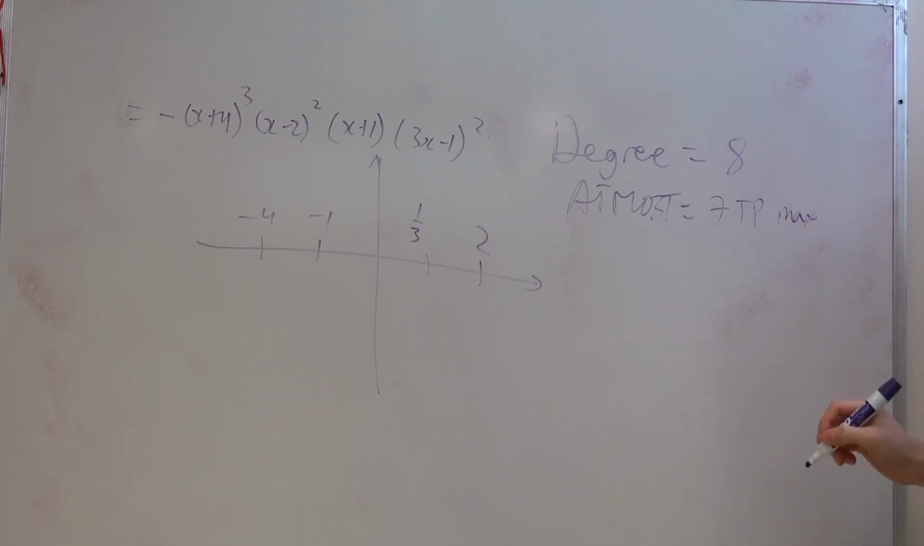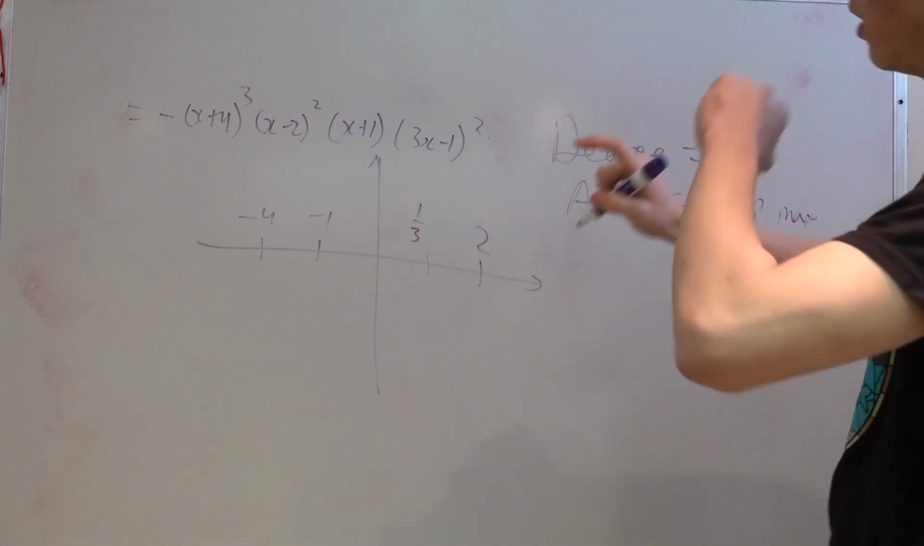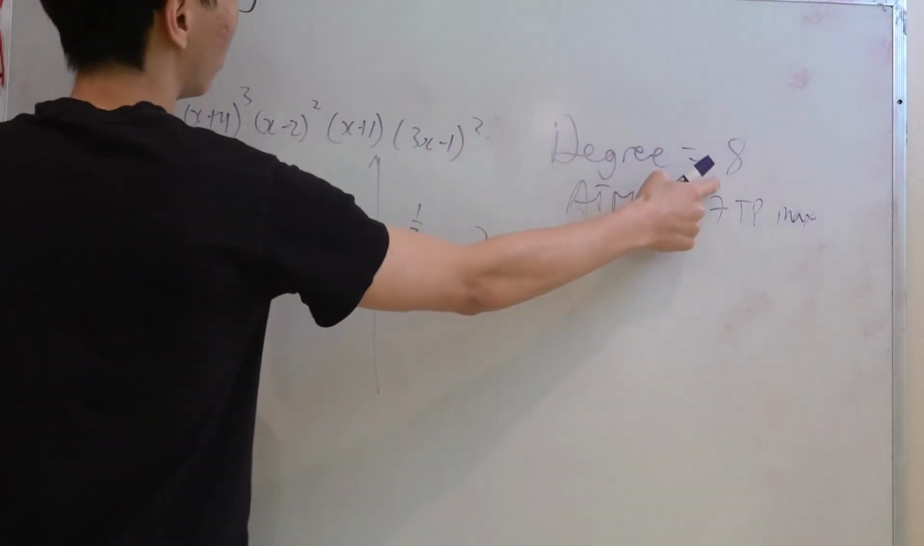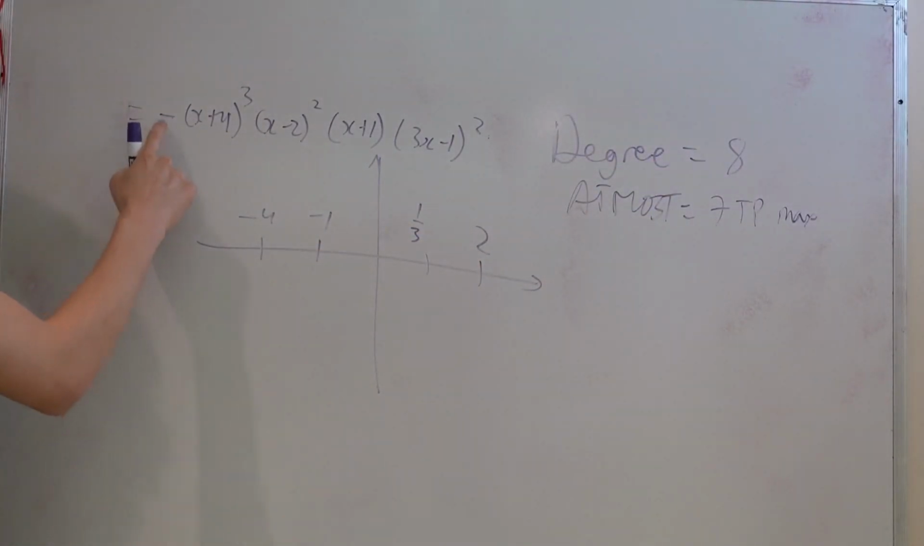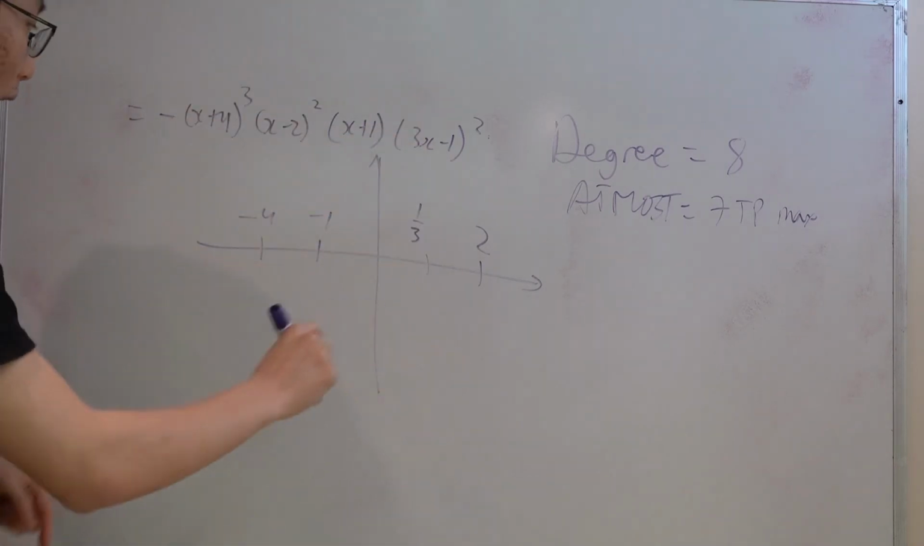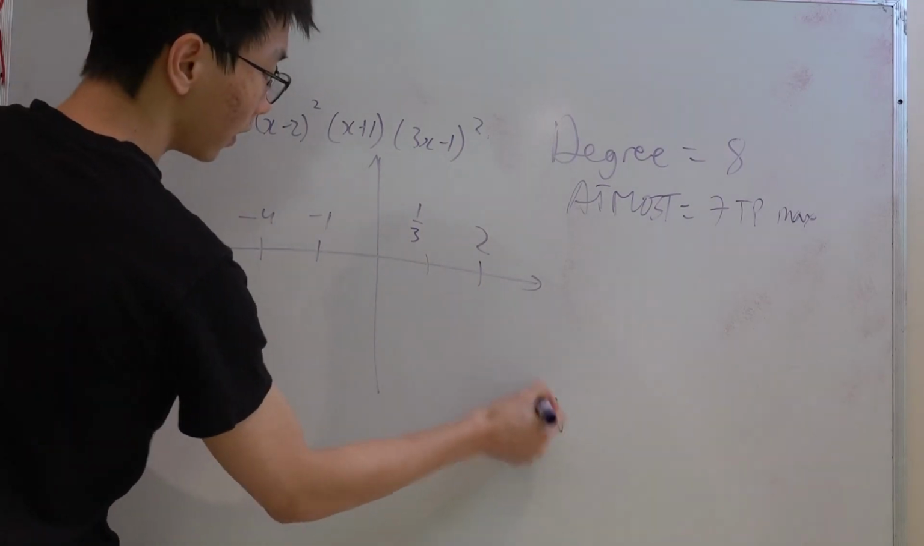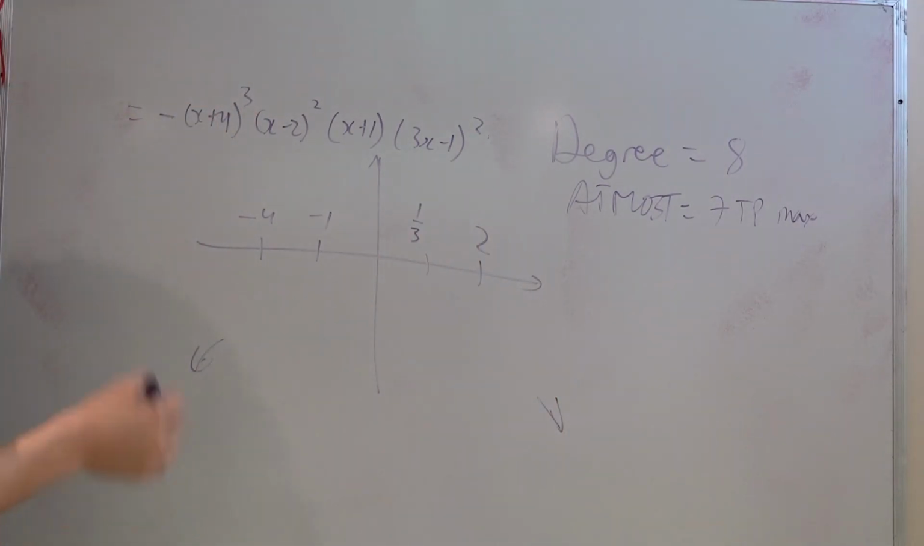Okay. Then the end behavior is infinity, infinity, because, oh wait, no, hold on. Usually it would be infinity, infinity. However, because we have the negative sign, we have to flip that completely. So negative infinity, negative infinity. Okay? So I'm just going to put that there for reference. And now we're ready to graph.